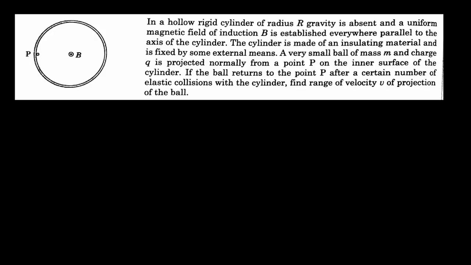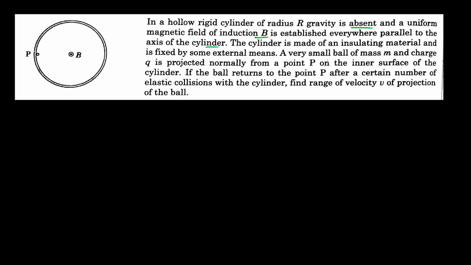In this problem, we have a hollow rigid cylinder of radius r where gravity is absent, and a uniform magnetic field of induction B is established everywhere parallel to the axis of the cylinder. So here already the direction of the magnetic field is given. It is out of the screen. The cylinder is made of an insulating material and is fixed by some external means, meaning if the charge interacts with the surface, there is no loss of charge, right?